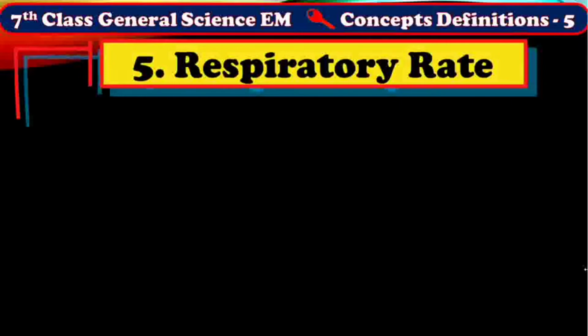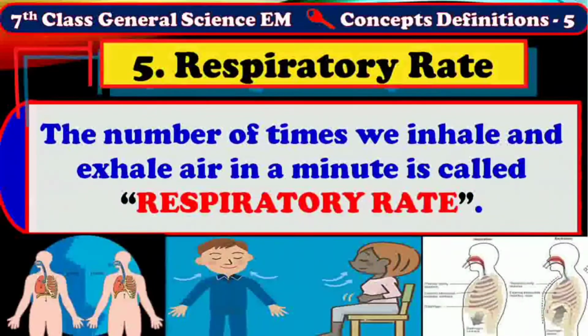Respiratory rate. The number of times we inhale and exhale air in a minute is called respiratory rate or rate of respiration. This rate of respiration varies according to age, sex and physical activity done by the individual. In case of adults, the rate of respiration is around 12 to 16 times. This rate of respiration gradually decreases from infant to adults.